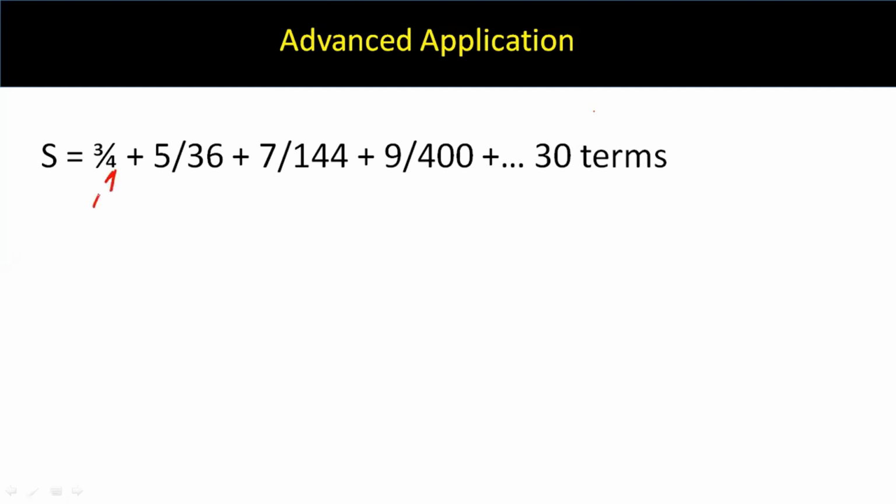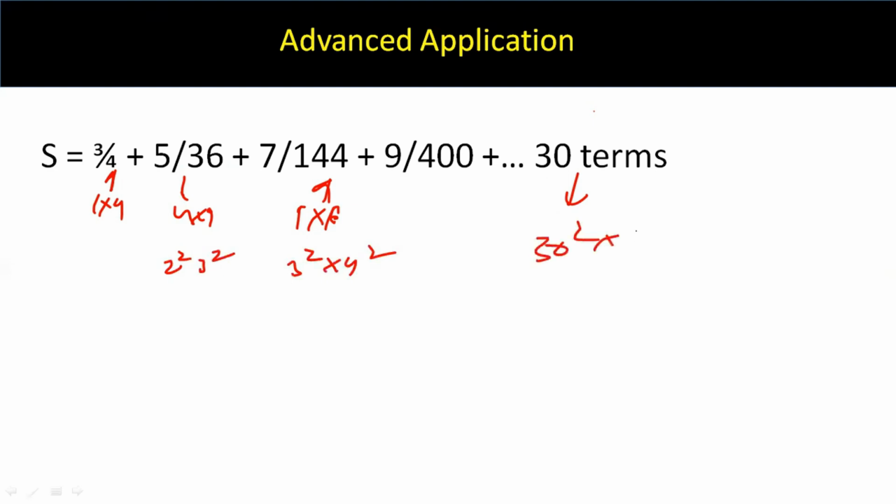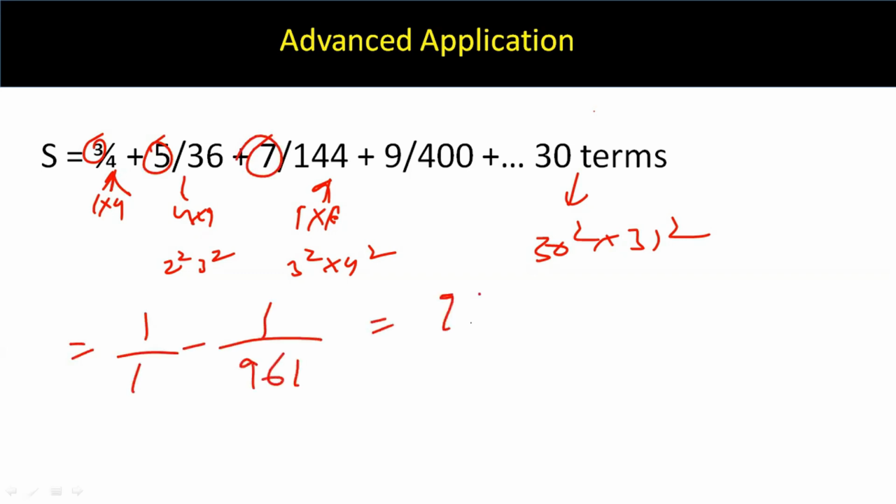This was 1 into 4, 4 into 9, 9 into 16. तो 30th term में क्या आएगा? How do we see? Second term is 2 square into 3 square. Third term is 3 square into 4 square. The 30th term will be 30 square into 31 square. Difference 4 into 1 का difference is 3. 9 and 4 का difference is 5. 16 और 9 का difference is 7. So this is nothing but 1 by 1 minus 1 by 31 square, which is 961. Answer is 960 by 961.